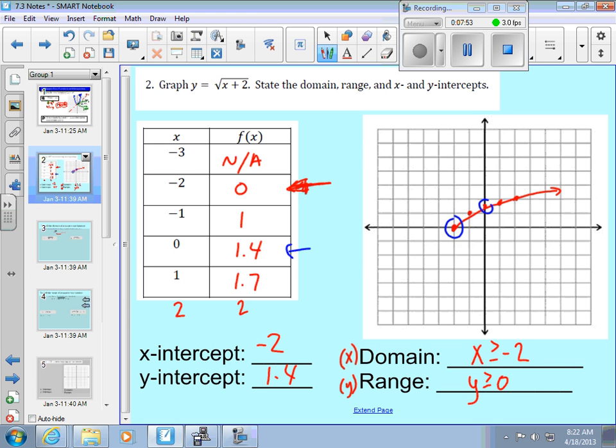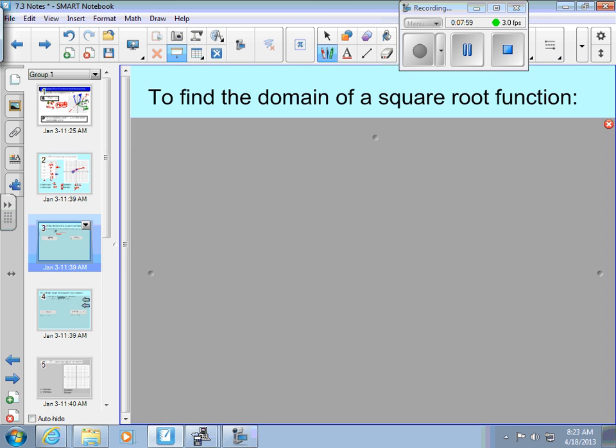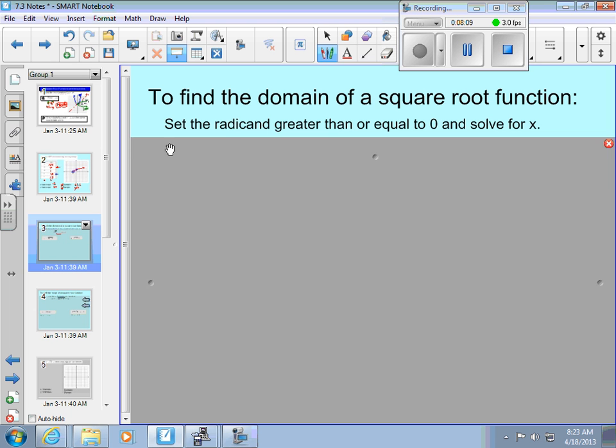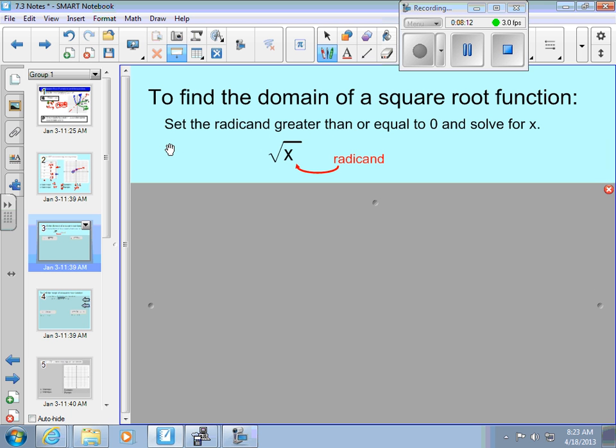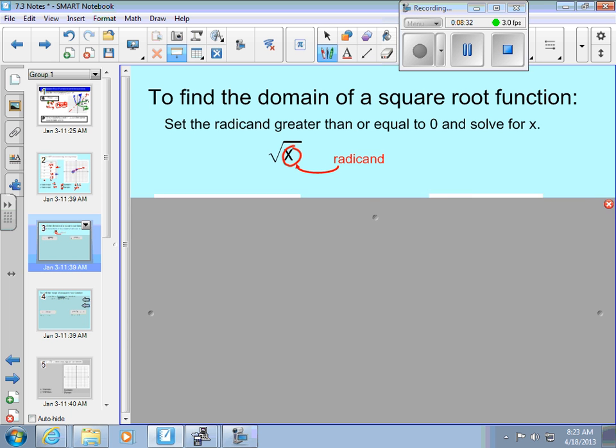All right, so we're going to be doing some more of these graphs of square roots. How do we get domain and range maybe a little bit quicker where we don't have to get a table, make all the points, graph it in order to see it? To find the domain of a square root function, what we can do is set the radicand, the part underneath the square root, greater than or equal to 0 and solve for x. So a quick way, and you can write this on your note sheet, to find the domain of a square root function, set the radicand greater than or equal to 0 and solve for x.